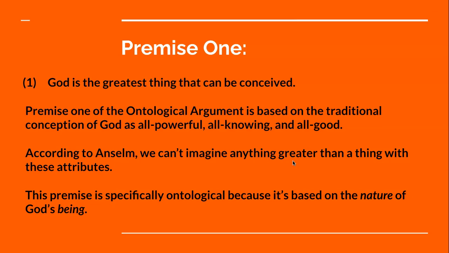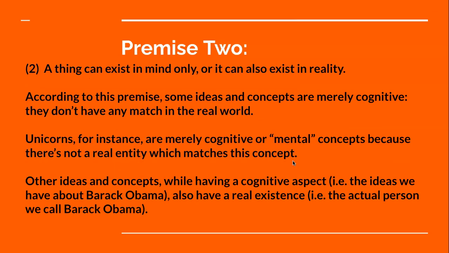So this premise is specifically ontological because it's based on the nature of being. It's based on the nature of what we think God is like. We think God is all-powerful, we think God is all-knowing, and we think God is all-good. And those things are especially excellent. So it follows that God is the greatest thing that can be conceived. Premise 2: a thing can exist in the mind only, or it can exist also in reality.